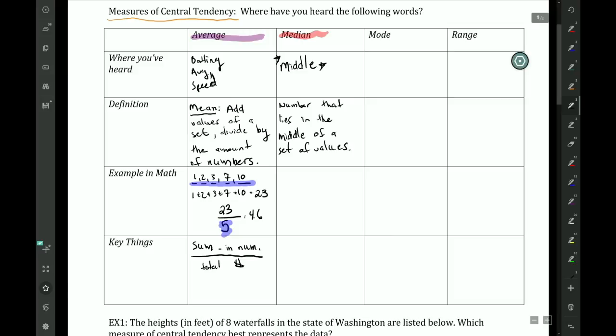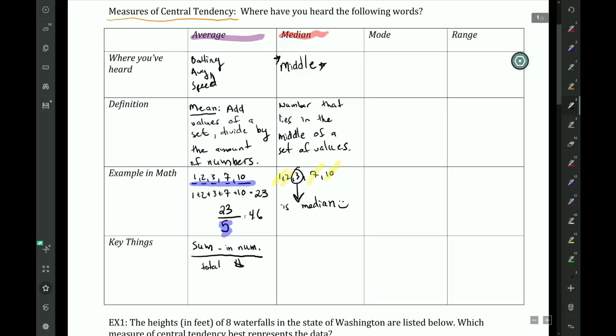So if I again have the numbers 1, 2, 3, 7, and 10, the kind of little game you can play is you cross off one from the left, one from the right, one from the left, one from the right. You do that equal amount of times. 3 is the median.